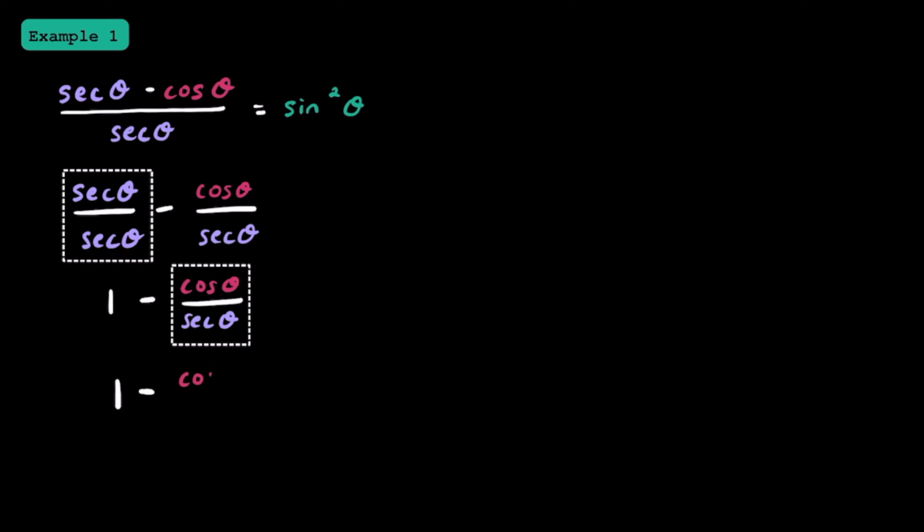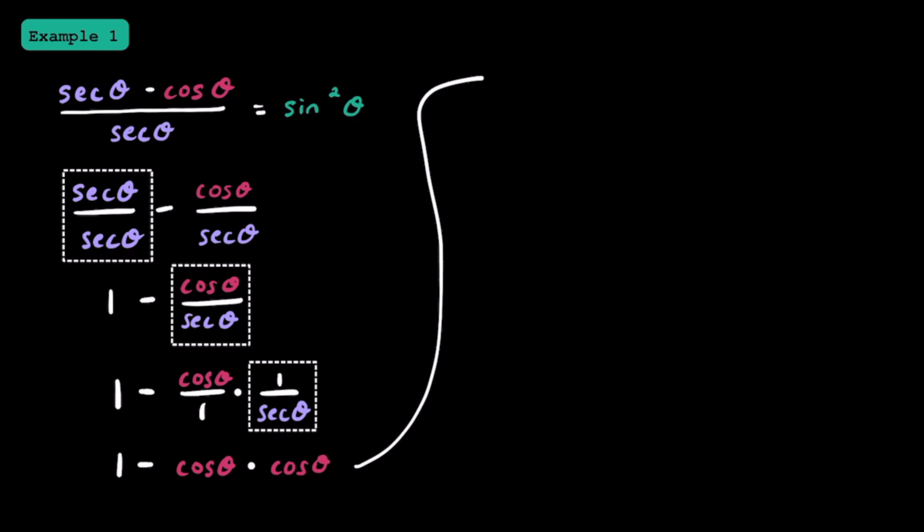I'm going to write this as cosine of theta, or cosine of theta over 1, multiplied by 1 over secant of theta. Cosine theta over 1 is just cosine of theta, and 1 over secant of theta is the same thing as cosine of theta. From this, we can multiply this cosine of theta by cosine of theta, and write cosine squared of theta.